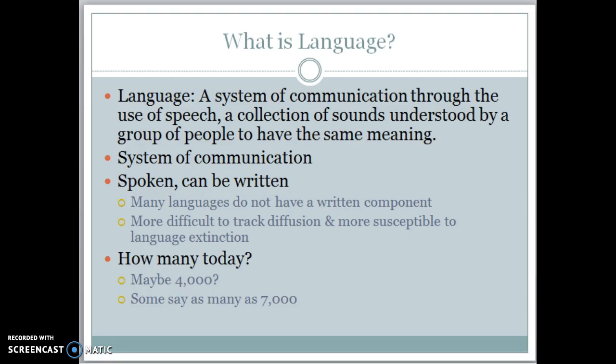Now, of course, we can refer to language. It can be spoken, it can be written. Many languages, in fact, don't actually have a written component, and it's more difficult to track their diffusion, of course, and they're more susceptible to language extinction. And we talked about languages, of course, that are in danger of being extinct through the globalization of dominant languages, for example, English.